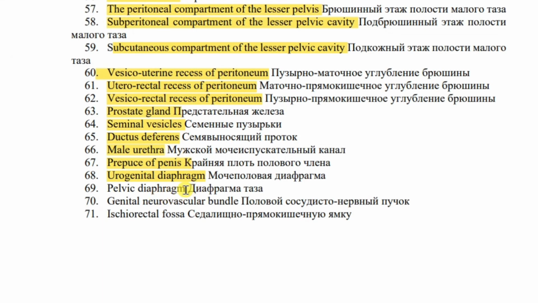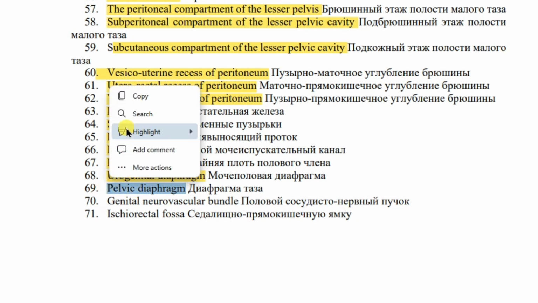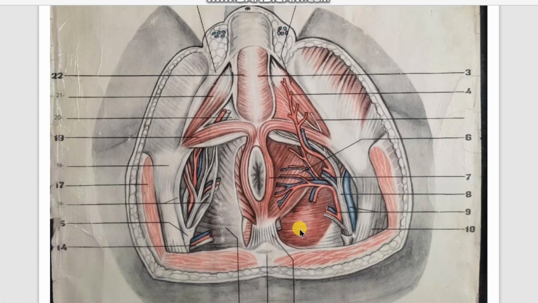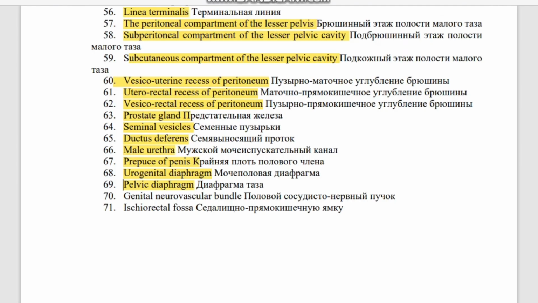The next structure that we have here is the pelvic diaphragm. Let's have a look at this structure. This diaphragm is mainly composed of two muscles. The first one is levator ani, that you are shown here. This one, levator ani, and the second is the coccygeus muscle. These two muscles combine together to form the pelvic diaphragm. Okay, this is the pelvic diaphragm.